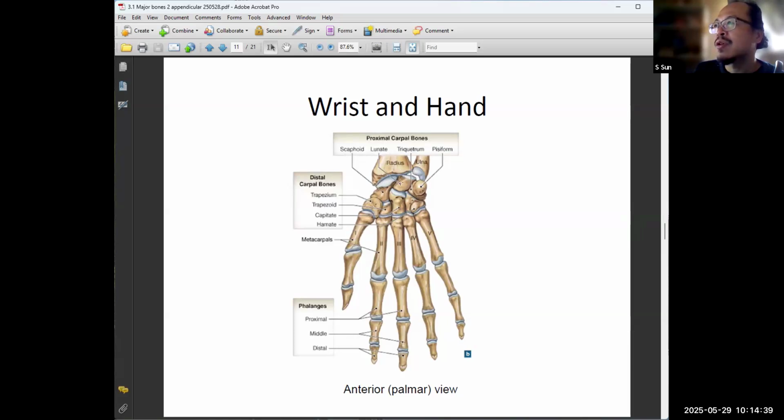Here's the ulna, and these bones. I think we have 8 bones here: 1, 2, 3, 4, 5, 6, 7, 8. These 8 bones are called the carpals. And then here is the metacarpals, basically from our palm. And then here is our fingers. Our thumb only has two segments, but the other fingers have 3 segments. All these finger bones are called phalanges. You can call them phalanx 1 to 5 from the thumb to the pinky, or just call them phalanges. When you have 3 segments, they are the distal phalanx, middle phalanx, and proximal phalanx. So that's the wrist and the hand.